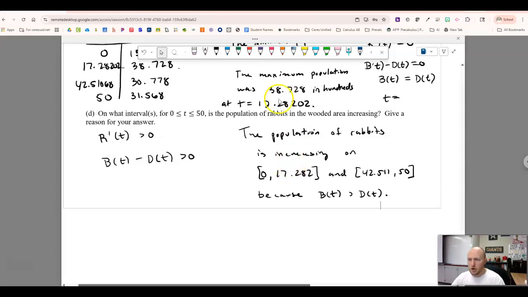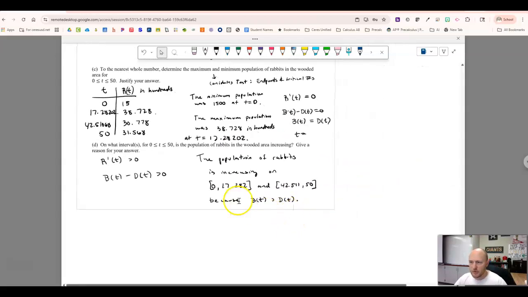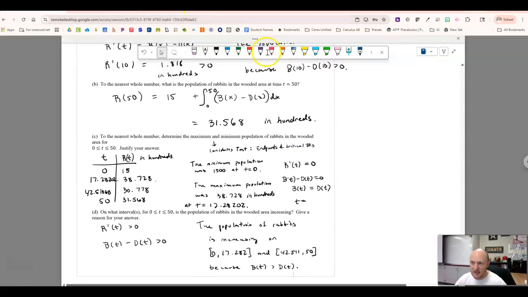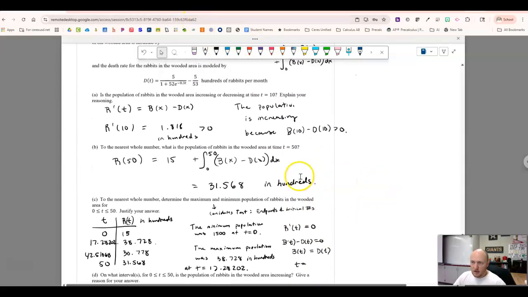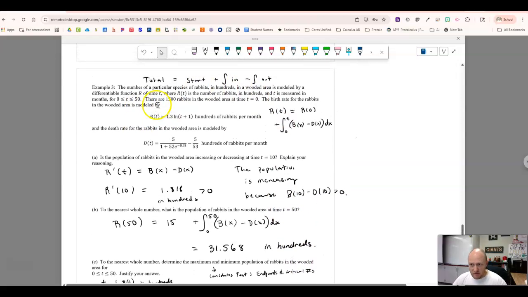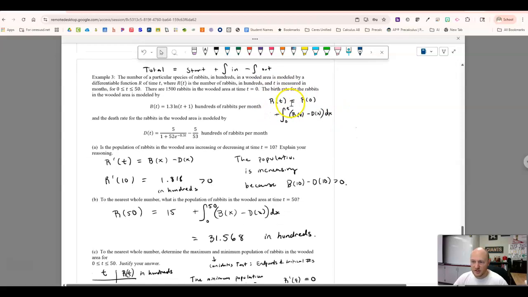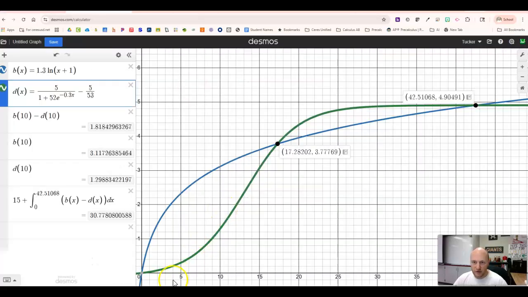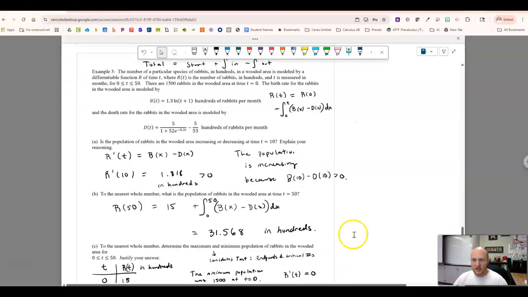Notice in my justifications, I always tend to use the functions they give, B of t and D of t. That is it. That's rate in and rate out. They'll give you a starting value. Your total is always going to be that starting value plus the rate in minus the rate out. Sometimes you might have to make another function here to find the totals. This is beneficial. Always graph your functions first, and then you can quickly enter it into your calculator.